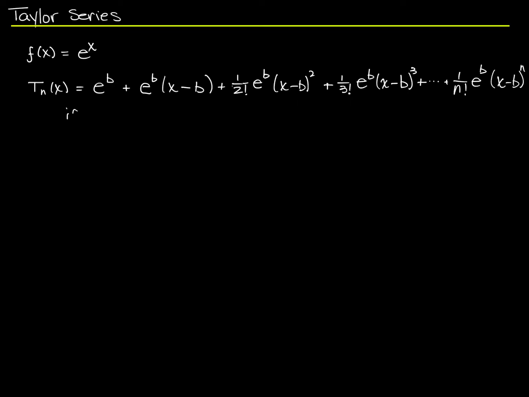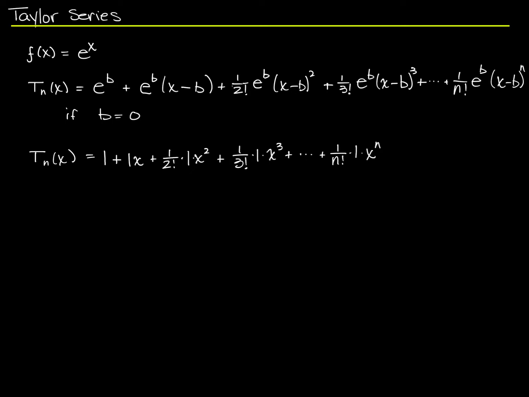Now, if b is equal to 0, then we get T sub n of x is equal to e to the power of 0 plus e to the power of 0 times x minus 0 plus 1 over 2 factorial times e to the power of 0 times x minus 0 squared plus 1 over 3 factorial e to the power of 0 times x minus 0 cubed, and so on, up to 1 over n factorial times e to the power of 0 times x minus 0 to the power of n.